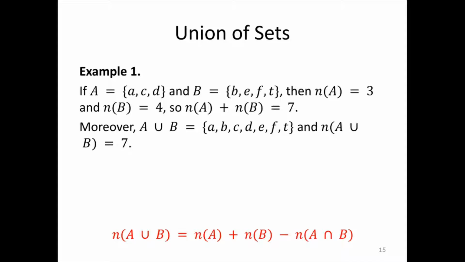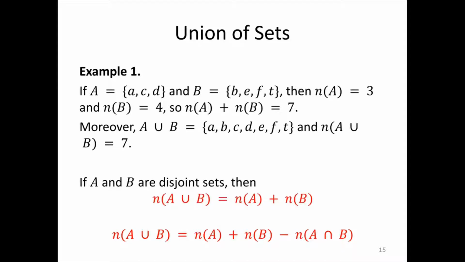So in this case, the number of elements in A union B is the same as the sum of the number of elements in A and the number of elements in B. That happens when the sets are disjoint. You can see the set A and the set B are disjoint sets. So when we have disjoint sets, the number of elements of the union is the same as the sum of the number of elements of each set.